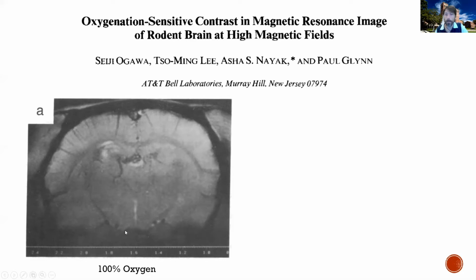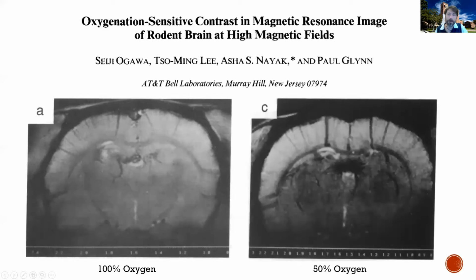And he saw something peculiar in his images. He saw these little dark lines, which he was not expecting. And he realized that these dark lines are blood vessels. And see, when the animal is breathing a 100% oxygenation solution, then these lines are very small. If now you make them breathe a 50% oxygenation solution, now the lines become very strong.